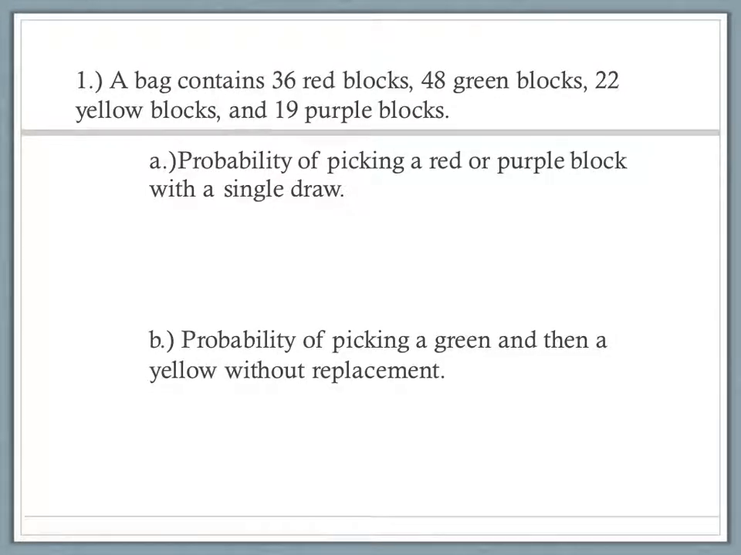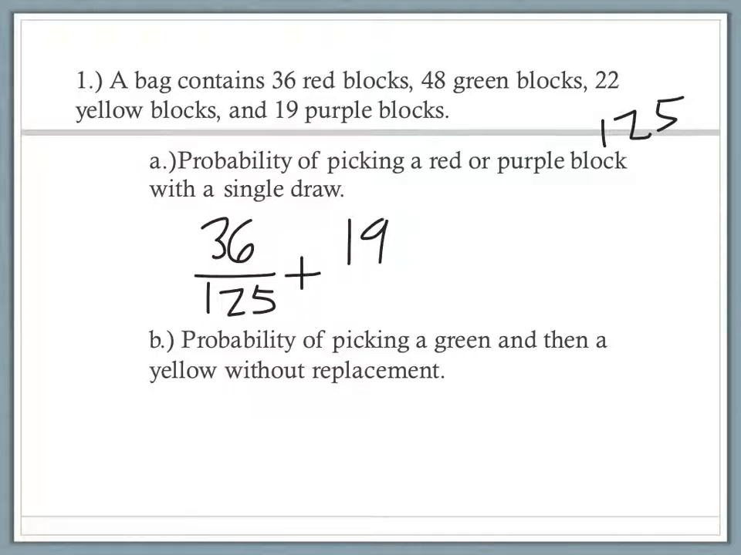So a bag contains 36 red blocks, 48 green blocks, 22 yellow blocks, and 19 purple blocks. Find the probability of picking a red or a purple block on a single draw. So first thing I need to do is add up all the blocks, which is 125. I'm just going to write that right there. So how many red blocks are there? There's 36 out of 125. And we're going to add our purple blocks, which are 19 out of 125. And there are no red and purple blocks, there's no overlap.